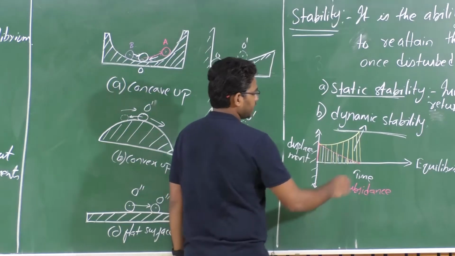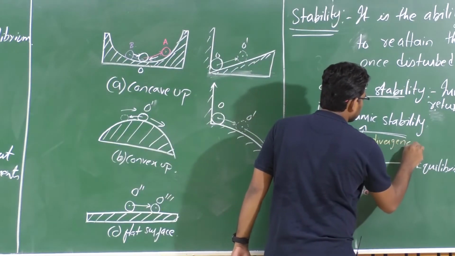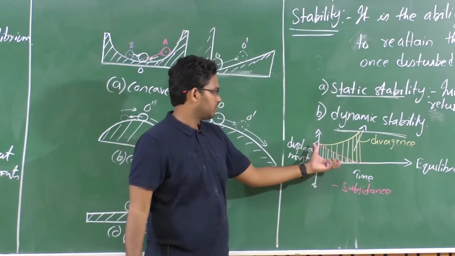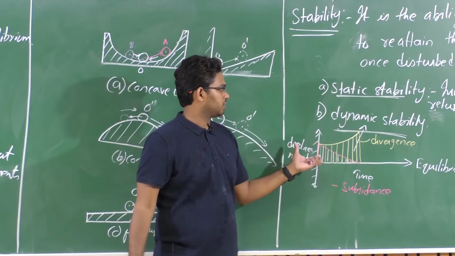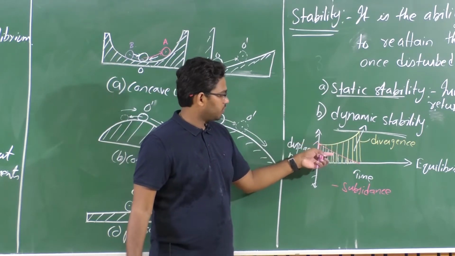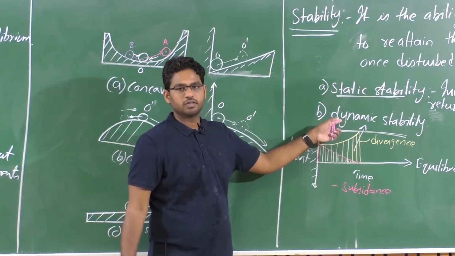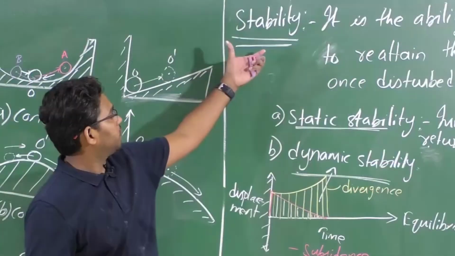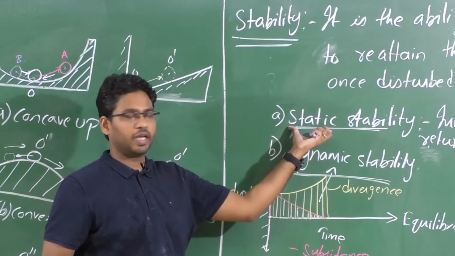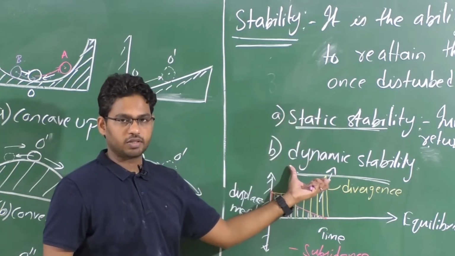So this particular case is known as divergence. With time it is not able to reach the equilibrium position, so we call it a divergence. So it is dynamically unstable. If with time the object reaches the equilibrium, then we say it is dynamically stable, right? So for a stable system, it is essential that it should satisfy both static stability as well as dynamic stability.